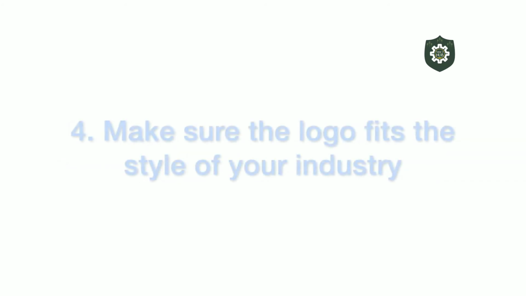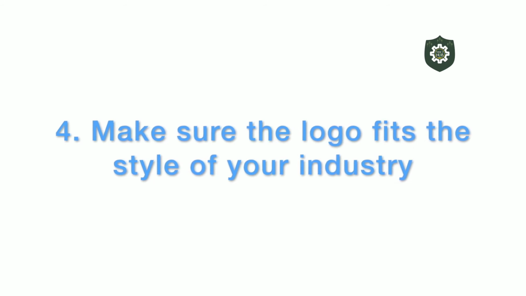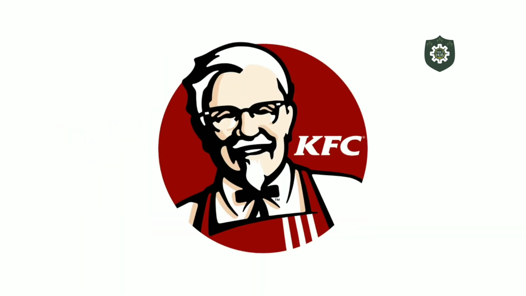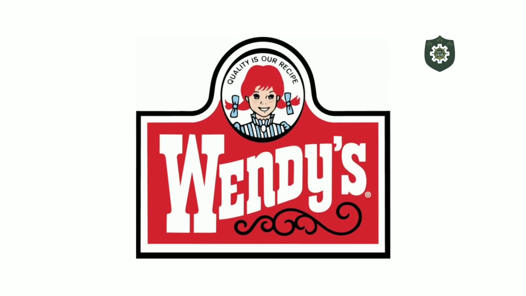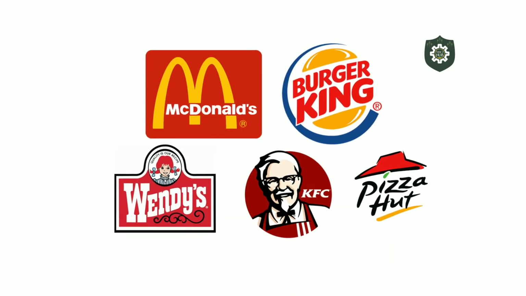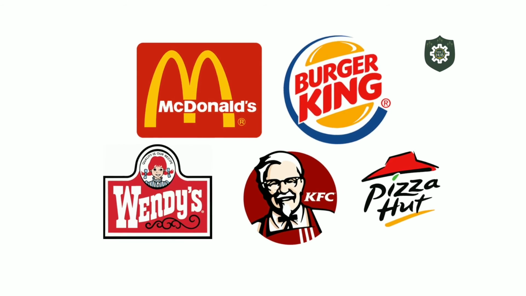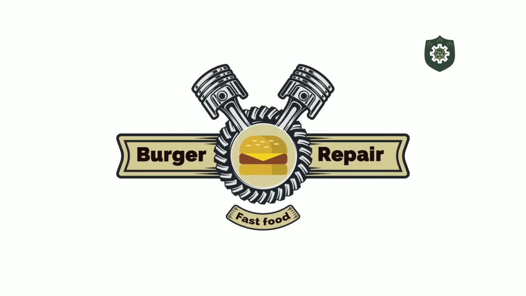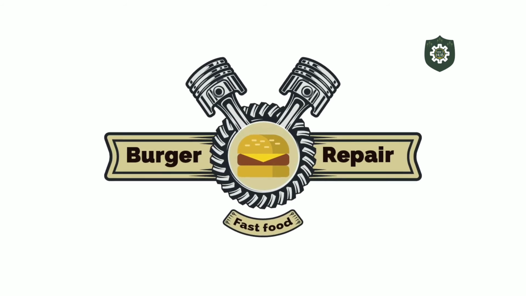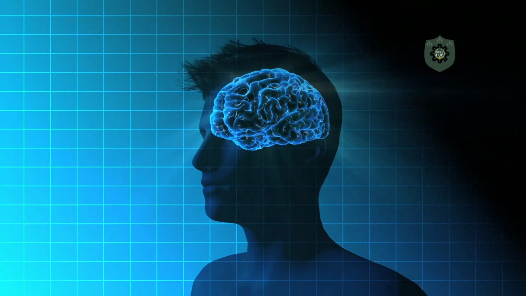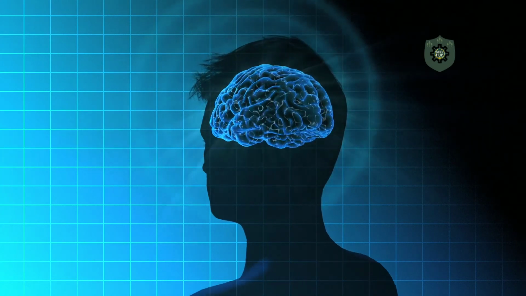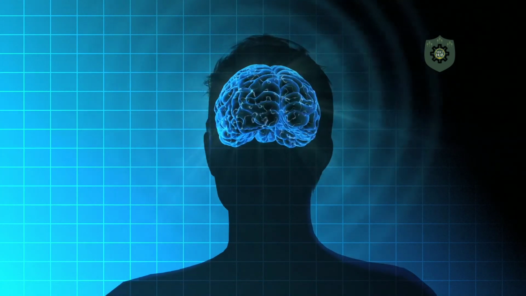Tip number 4, make sure that your logo fits the style of your industry. Notice what McDonald's, Burger King, KFC, Pizza Hut, and Wendy's all have in common. These billion-dollar companies found out that they need to look the part. If you look like a car repair company and you're in the fast food industry, well, people may not trust you and may go somewhere else. So what they found is that this actually plants a psychological seed in the client's brain that you're trustworthy and very professional.